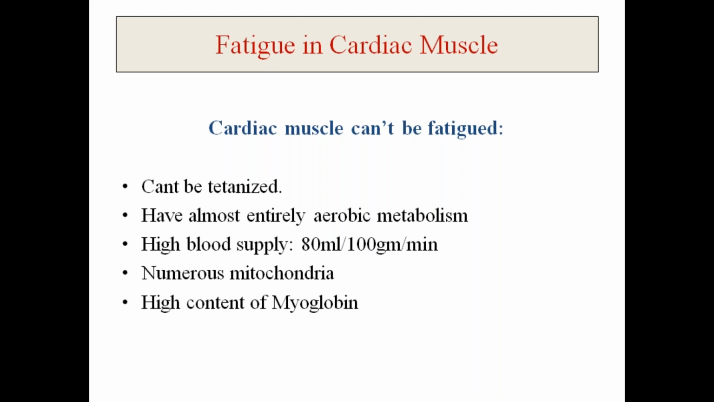Second, they have almost the entire setup of aerobic metabolism. And this setup of aerobic metabolism is because of high blood flow, 80 ml per 100 gram per minute, a large amount of mitochondria, and a large amount of oxygen carrying pigment, that is myoglobin. Because of all these things, there is dominance of aerobic metabolism. And since aerobic metabolism is operational at the level of the heart, a large amount of ATP is generated without generation of any lactic acid, which can cause fatigue. So with this, we complete cardiac muscle.